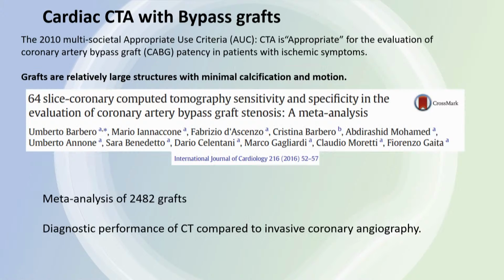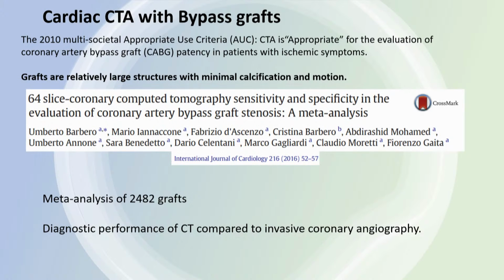So let's move on to the next scenario, which is performing coronary CT with bypass grafts. So it gets a clear A with a score of 8, and that's because grafts are relatively large structures with minimal calcification and motion. So if they are patent, it's easy to visualize them. You may have some trouble at the touchdown sites. If there are a lot of clips there, then there may be a lot of blooming artifact.